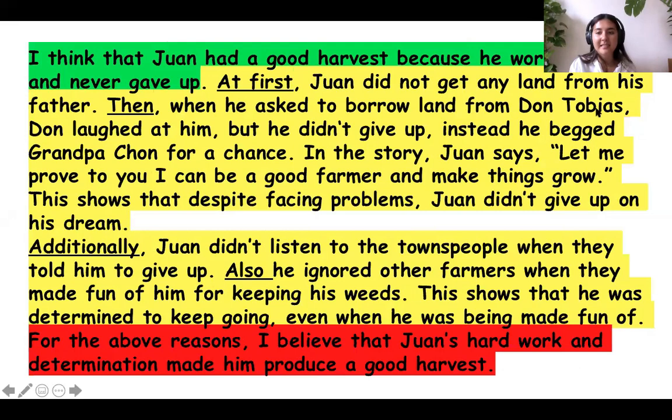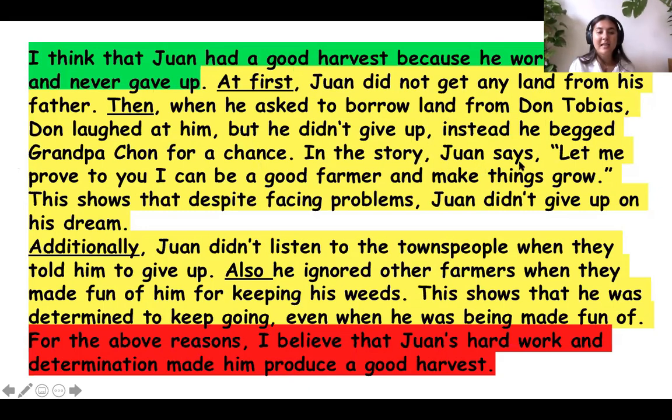Have a look here, guys. This is my example answer. So we're not allowed to copy this, but this is my example answer for my response paragraph. Here we go. I think that Juan had a good harvest because he worked hard and never gave up. At first, Juan did not get any land from his father. Then, when he asked to borrow land from Don Tobias, Don laughed at him, but he didn't give up. Instead, he begged Grandpa Chon for a chance.